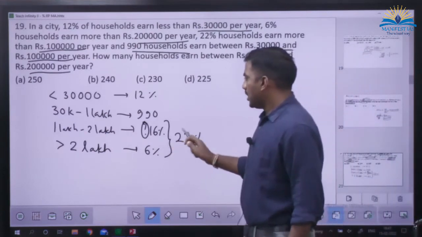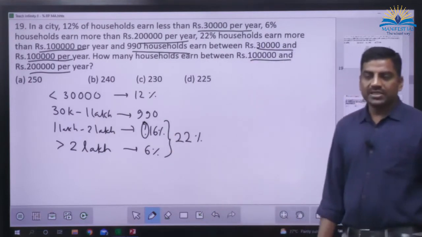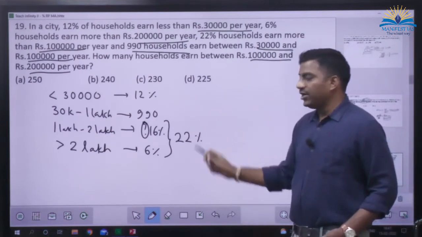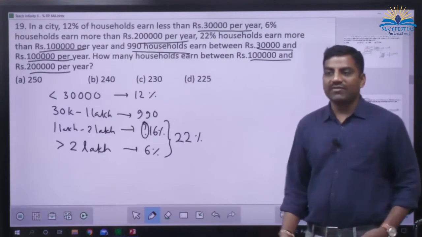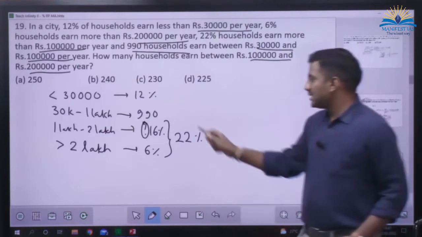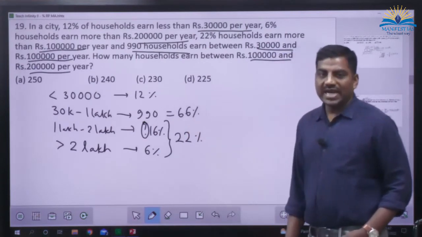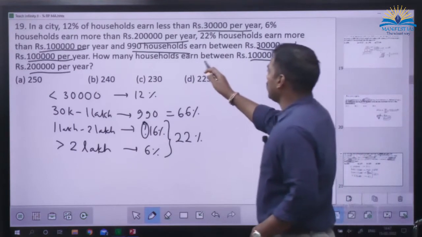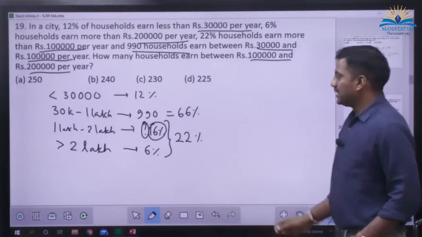Now, 22% is done, 12% is done. How many percentages are done now? 12% and 22%. Total how much? 34%. How much percentage is left now? 66. So 990 is nothing but 66%. But what they are asking us, how many households earn between 1 lakh and 2 lakh? We have to find out 16%.